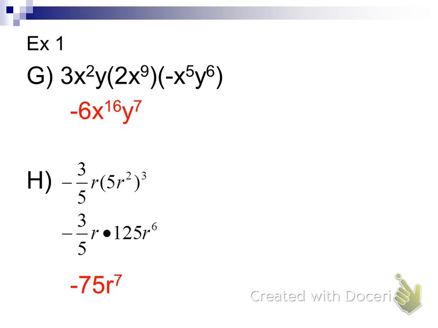Okay, so tackle it in pieces. What is this times this? Thank you. So I can simplify those, right? 5 goes into 125 25 times. So that becomes a 1, that becomes a 25. What's negative 3 times 25? Negative 75. What's r to the first times r to the 6th? r to the 7th. There you go. You just did it.